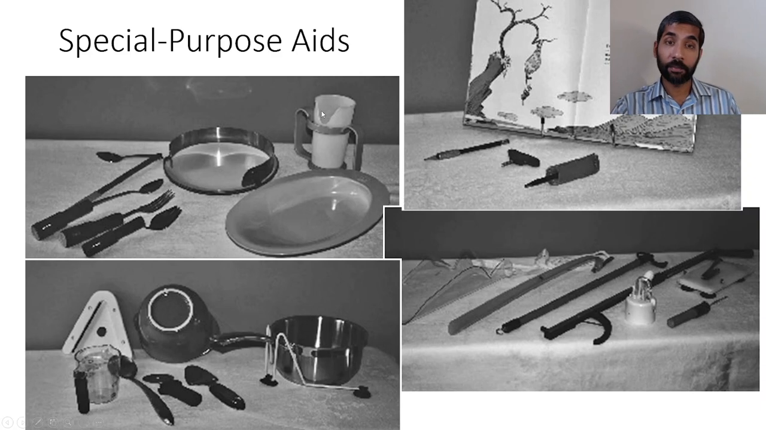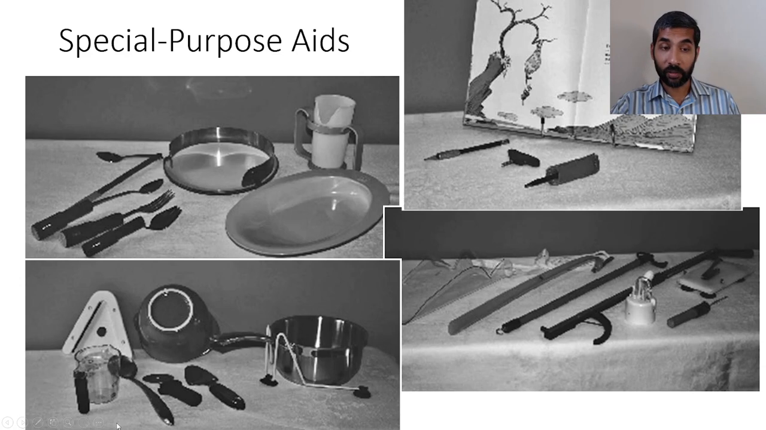You could have aids to help you in eating. For example, look at this spoon. It's a bendable spoon, right? Which probably obviates the need for you to bend your hand too much while you're eating. Or you can have plate holders so that you can put a plate, and while you're eating, the plate does not slip off. You can have cup holders like this with big handles so that you can easily hold it and use it.